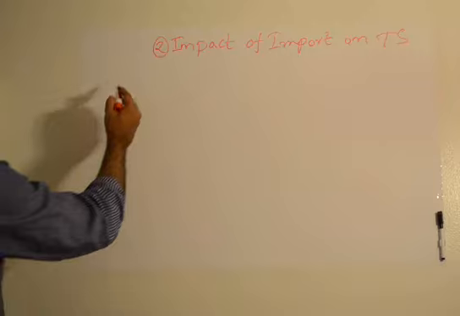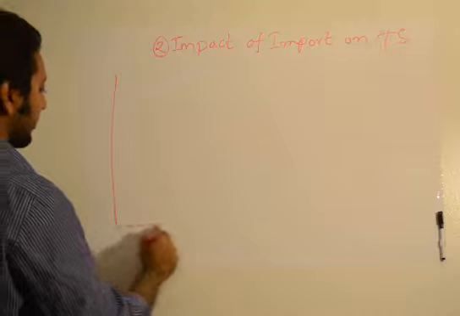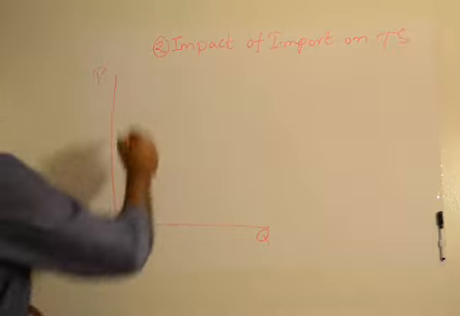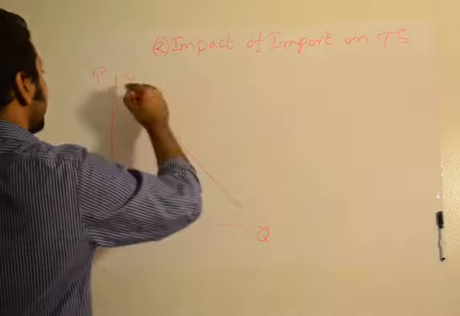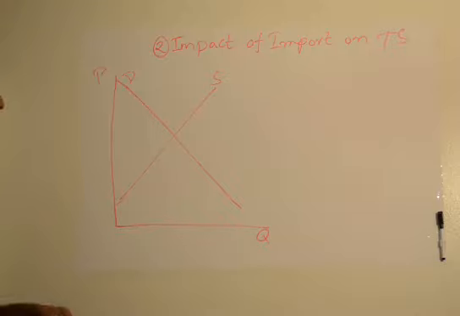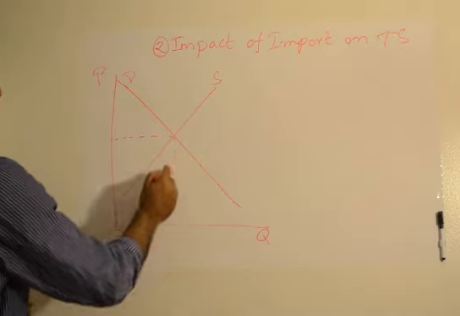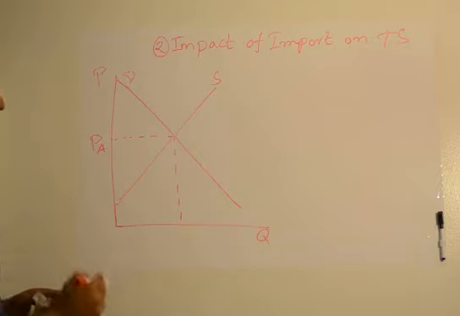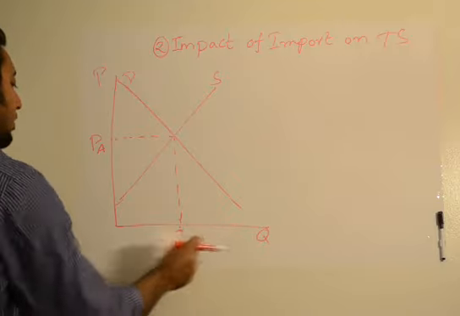Okay. Again, we go back to our supply and demand curve analysis. On the vertical axis we have price, on the horizontal axis we have quantity. We have the domestic demand curve D, we have the domestic supply curve S here. So before we engage in any sort of trade, the domestic price is given by the market equilibrium price, which is PA, the autarky price, and the autarky quantity, QA.